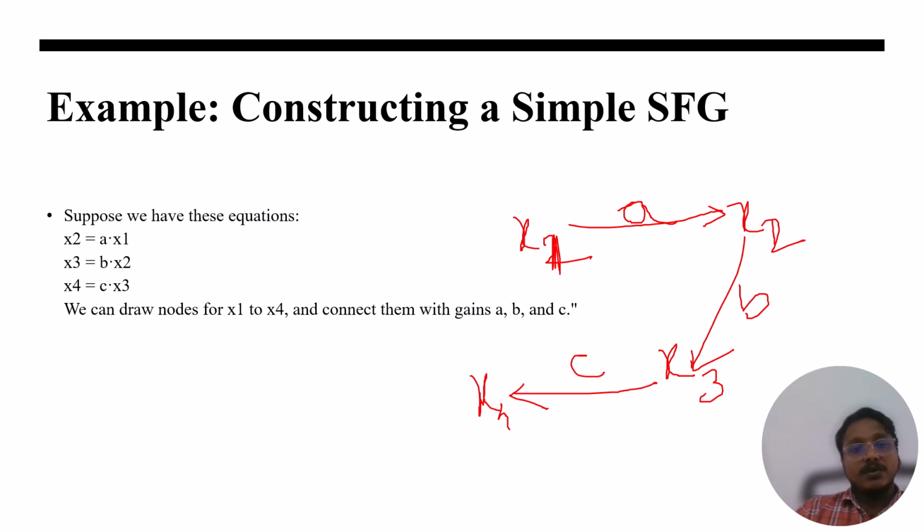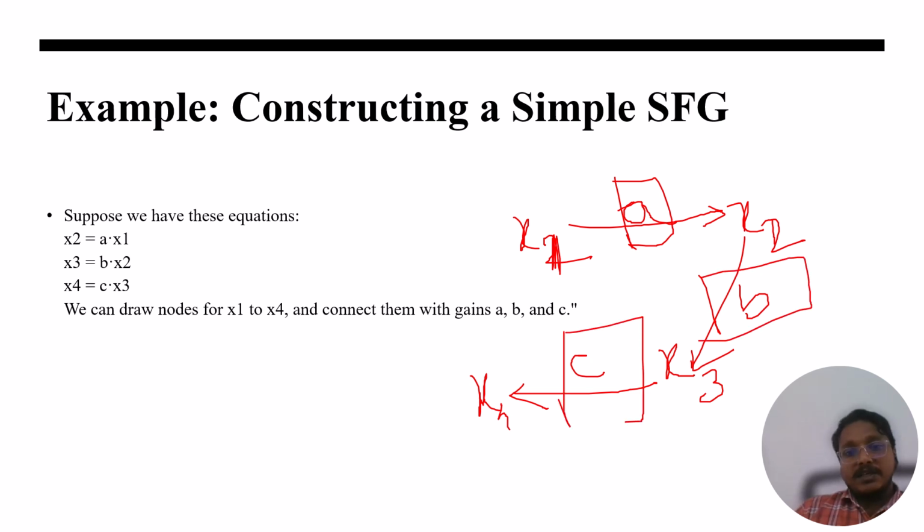We can draw the nodes for x1 to x4, so these are node 1, 2, 3, 4. Then connect them with the gains a, b, and c. A is one gain, B is another gain, and C is another gain. So this type of representation will happen. This is a simple signal flow graph.